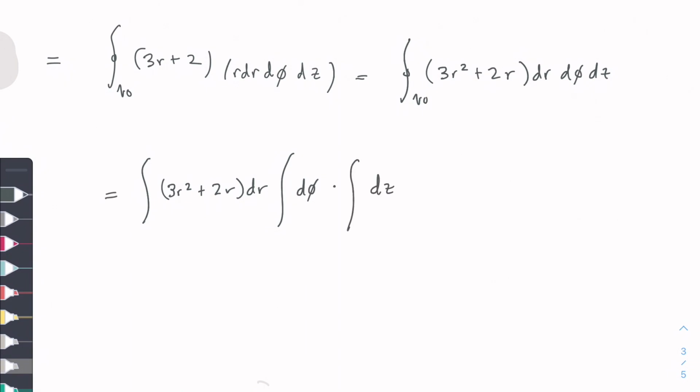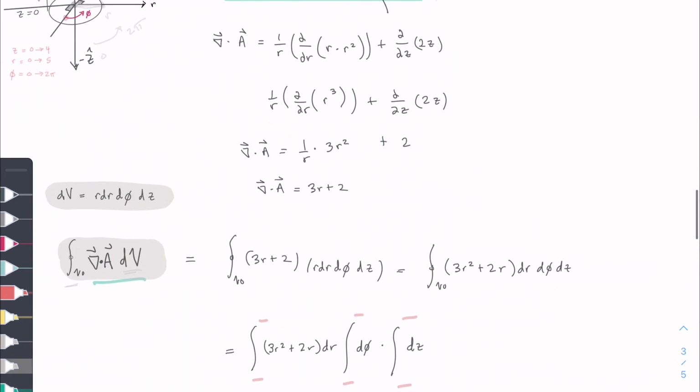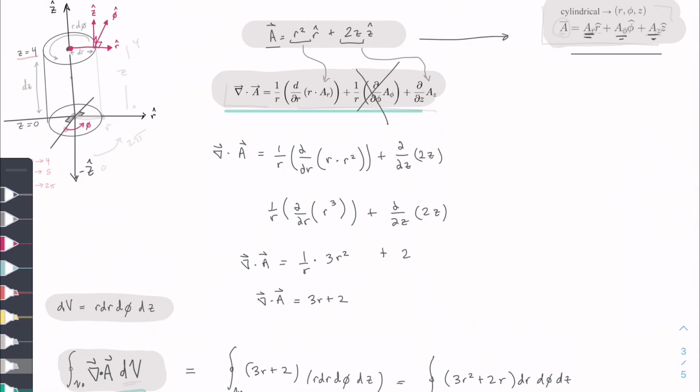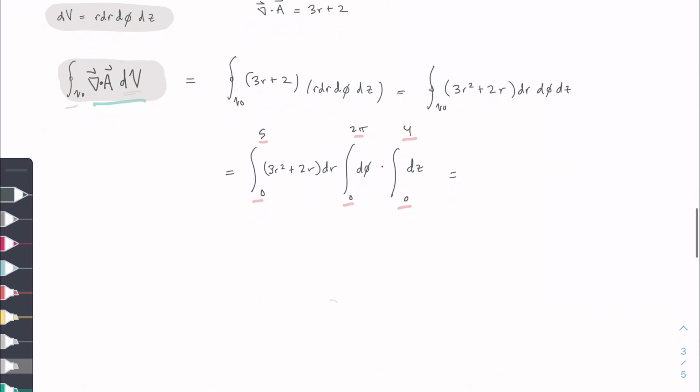Okay, so now the last thing that we need is our bounds for these three integrals. So we're looking at the range for the entire shape. So we need the range for r for the entire shape and phi and z. So we're looking at the whole cylinder here. So r goes from 0 to 5 for the whole cylinder. Phi goes from 0 to 2 pi, so full angle, and z goes from 0 to 4. So we're just looking for the height, the full angle, and the radius. So 0 to 5, 0 to 2 pi, 0 to 4. Okay, now we're going to go ahead and solve that.